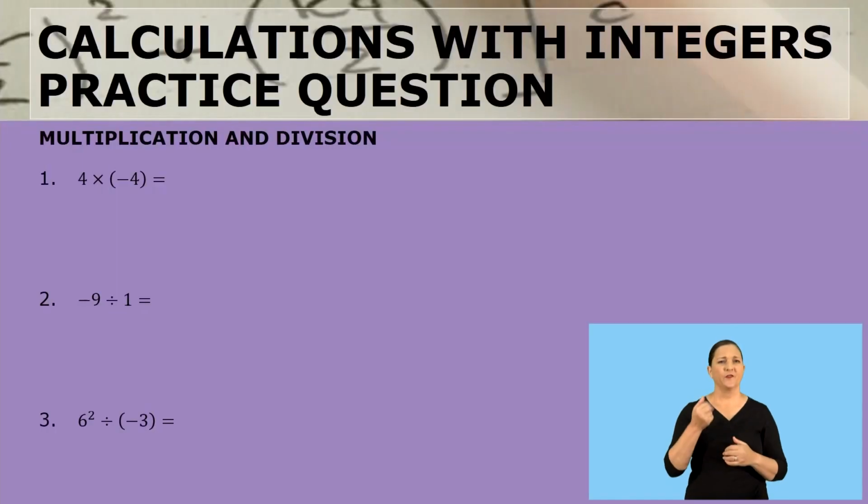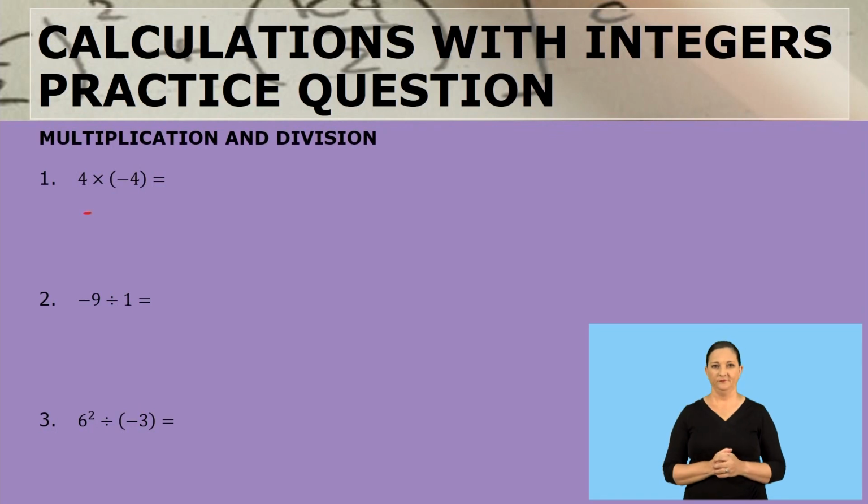So let's look at number 1 here. We have a positive 4 multiplied by a negative 4. Now, we are multiplying a positive number with a negative number. That means that our answer is going to be negative. And when we multiply the natural numbers, which is 4 multiplied by 4, that is 16. This means that a positive 4 multiplied by a negative 4, the answer is a negative 16.